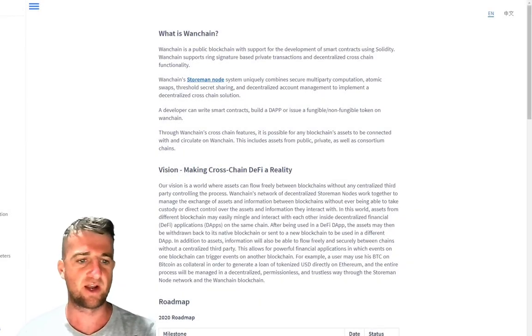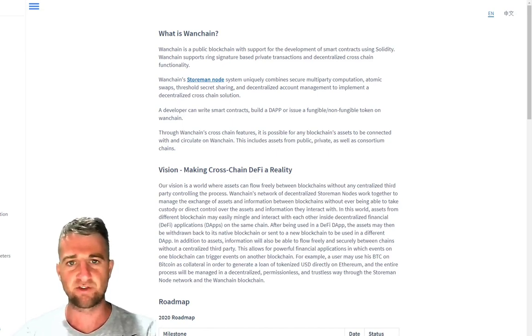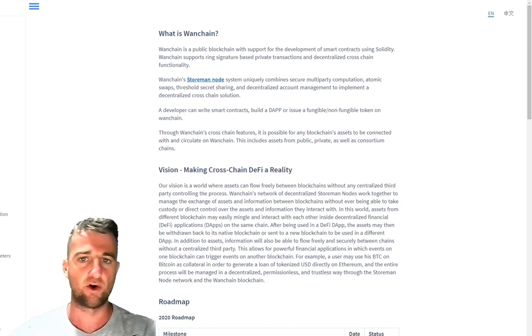Right, so let's get cracking, and we will first start off on the Wanchain website, and this is the documentation on the Learn section, and it will just give you a brief overview of what the project is and what they're trying to achieve. We'll have a quick read through this, and then we'll have a look at some information on the roadmap and some of the recent articles that were published to see what's going on in the project.